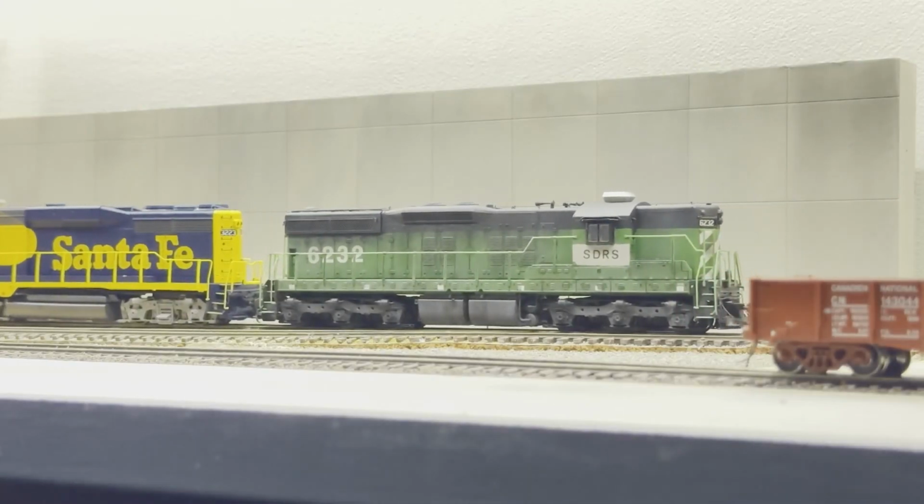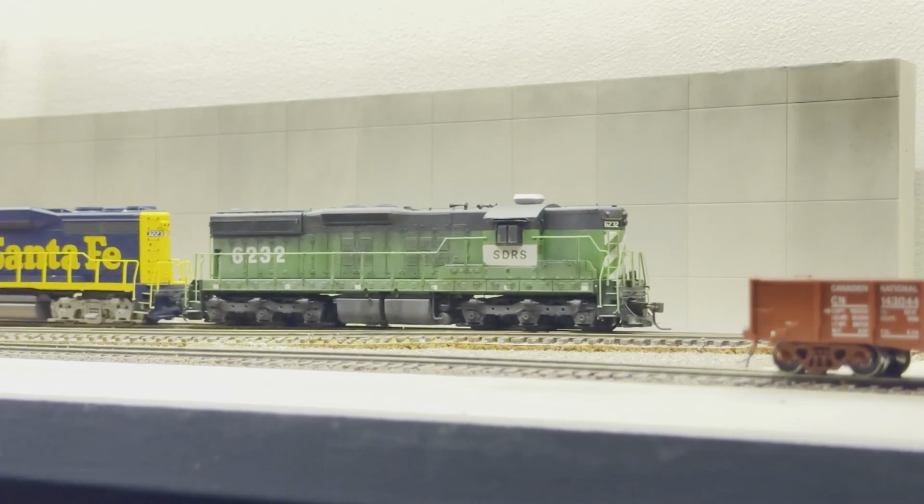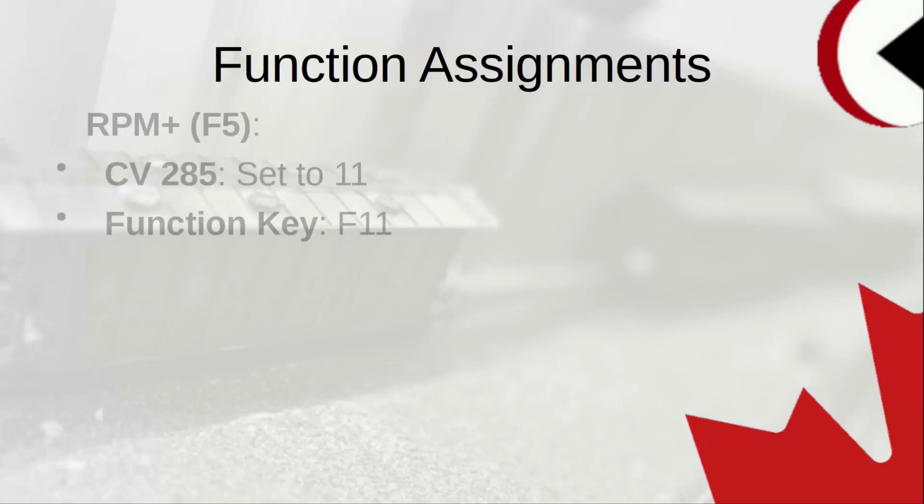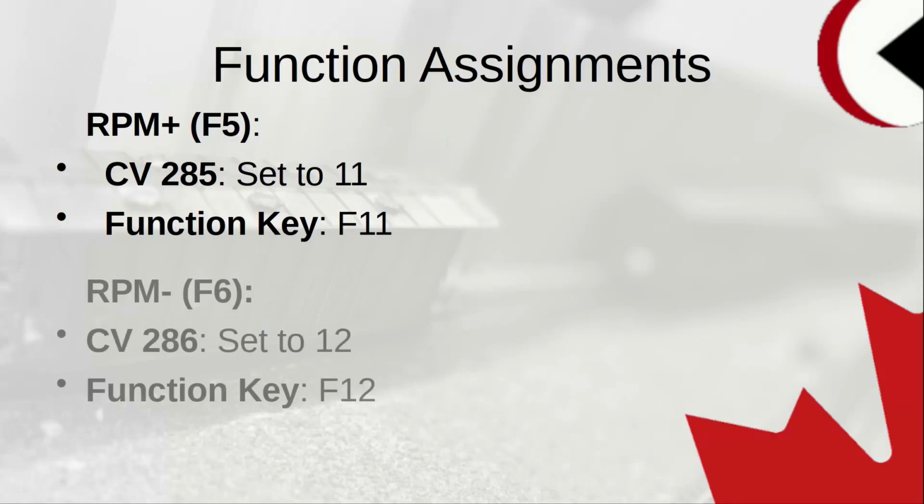Well, just follow along. Now you can map function 0 to function 28 by giving them the corresponding effect, the value we want. I made the following changes. Function F5 for RPM plus using CV285 was set to 11 or function 11. Function F6 for RPM minus using CV286 was set to 12 or function 12.